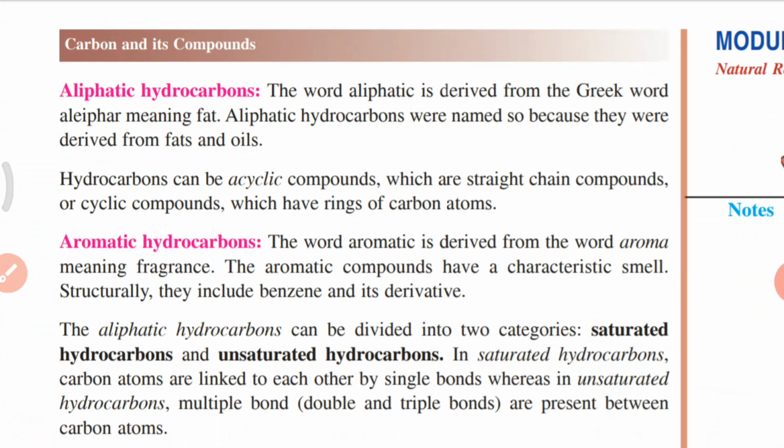Aliphatic is a word derived from aliphar, meaning fat. Aliphar is a Greek word. So aliphatic hydrocarbons are derived from fats and oils. That is why they are known as aliphatic hydrocarbons. Aliphatic means fat. Hydrocarbons can be acyclic compounds, which are straight chain compounds, or cyclic compounds, the ring of carbon compounds. You can see the ring compounds.